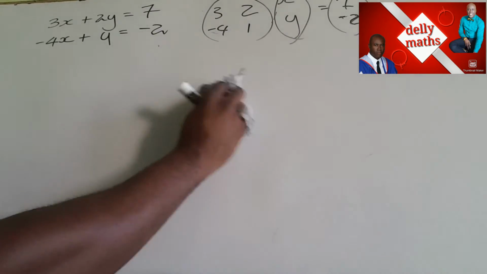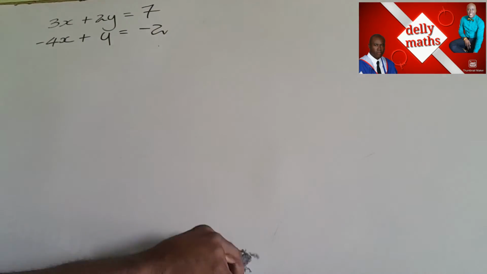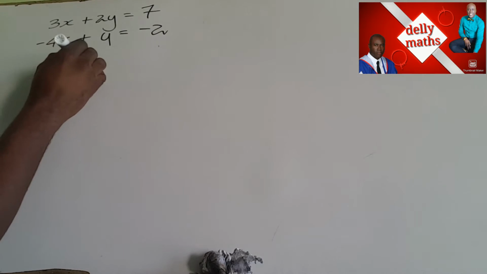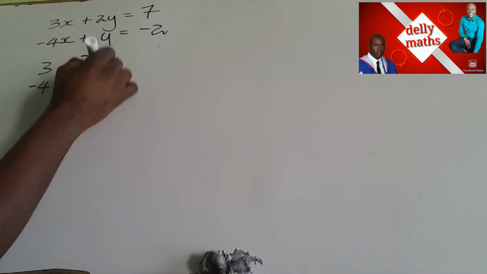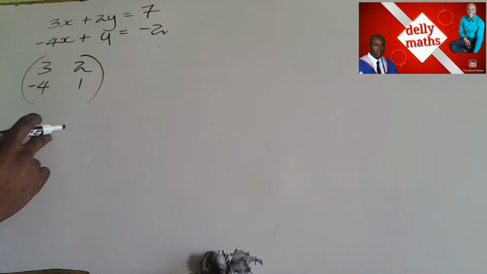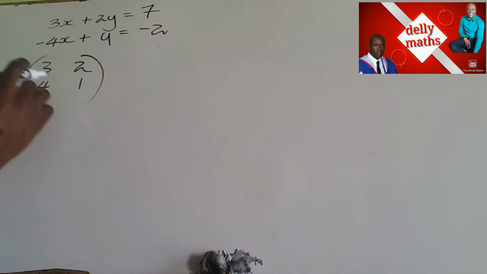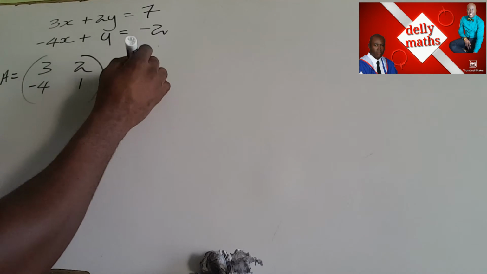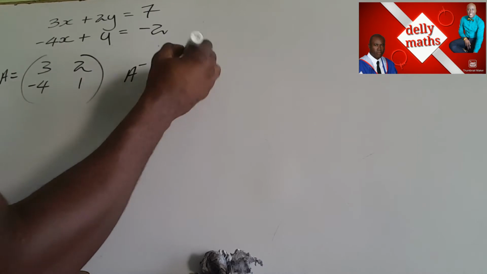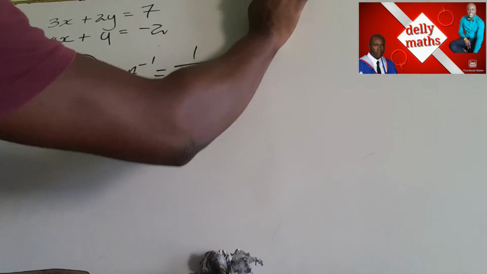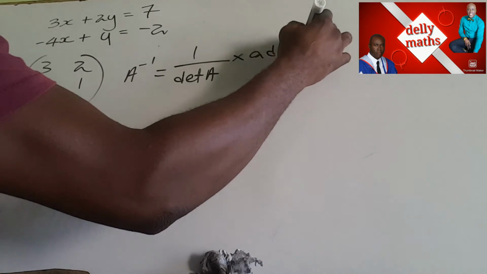So how do we use this to solve the simultaneous equation? First, we need to find the inverse of this, which is the 3, the 2, the negative 4, the 1. Let's call this matrix A, for labeling sake. So how do we find the inverse of A? Well, the inverse of A can be found by using 1 over the determinant of A, and we multiply that by the adjoint of A.